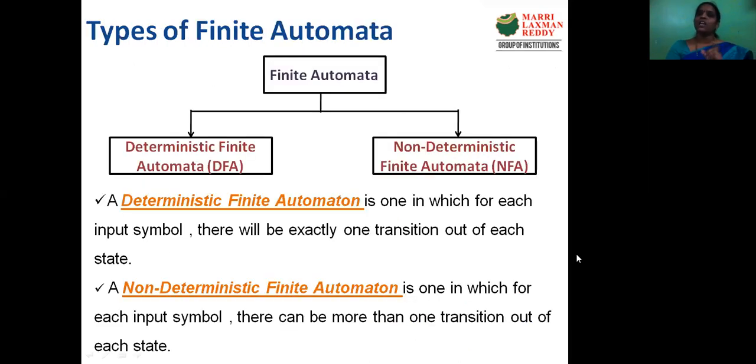Now moving on to the types of finite automata, there are two basic types. One is deterministic finite automata and the other is non-deterministic finite automata. In the deterministic finite automata, for each input symbol, there will be exactly one transition from each state. Whereas in the non-deterministic finite automata, for each input symbol, there can be more than one transition from each state.